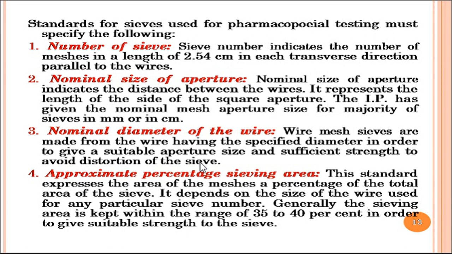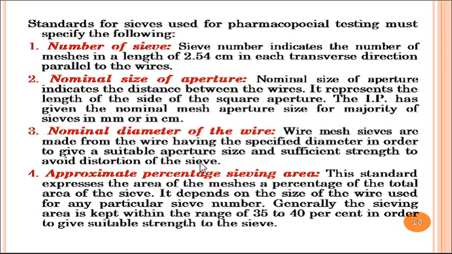Nominal diameter of the sieve is nothing but that wire mesh sieves are made from wire having a specified number, in order to give the suitable aperture size and sufficient strength to withhold the material while processing. Approximate percentage sieving area means there is some percentage deviation and range given in the official guideline to avoid more deviation in powder segregation. So the approximate percentage sieving area is a standard expression.